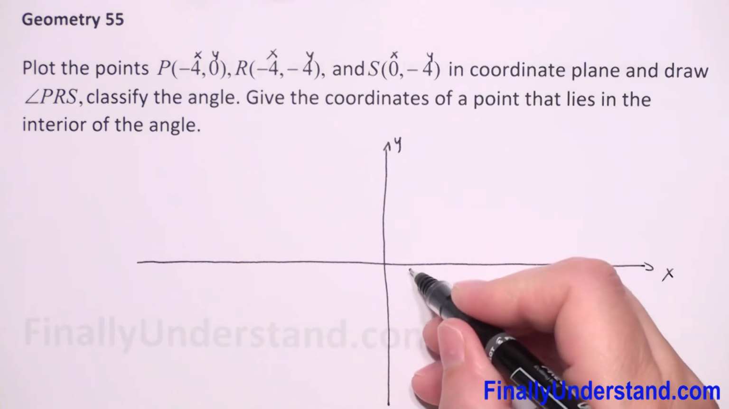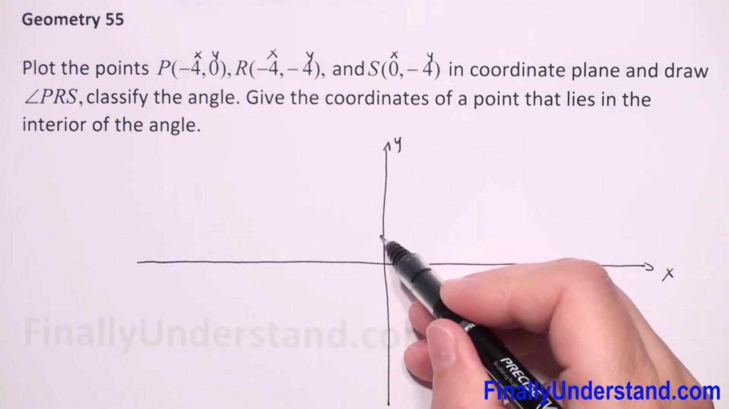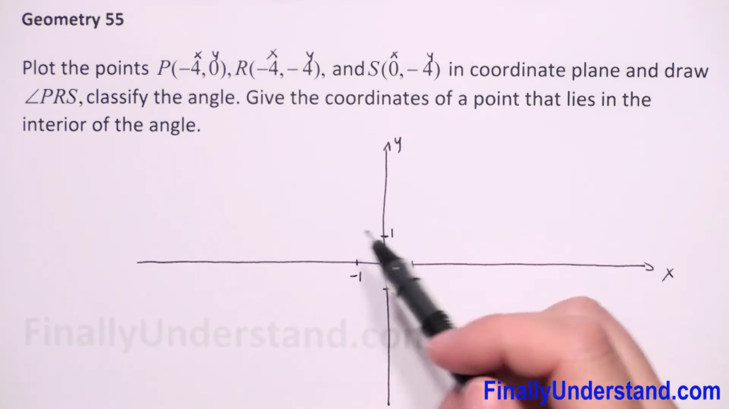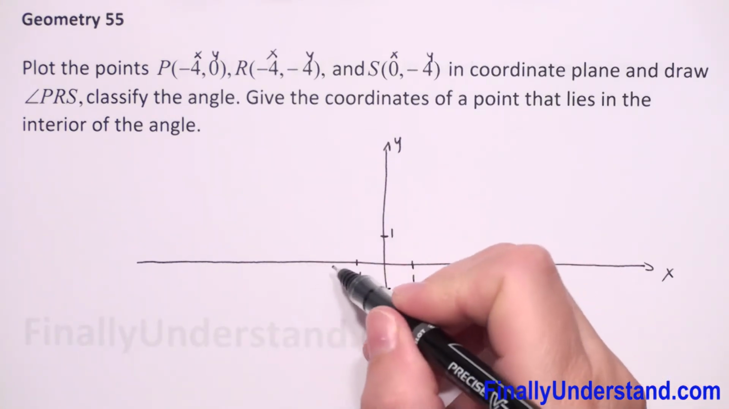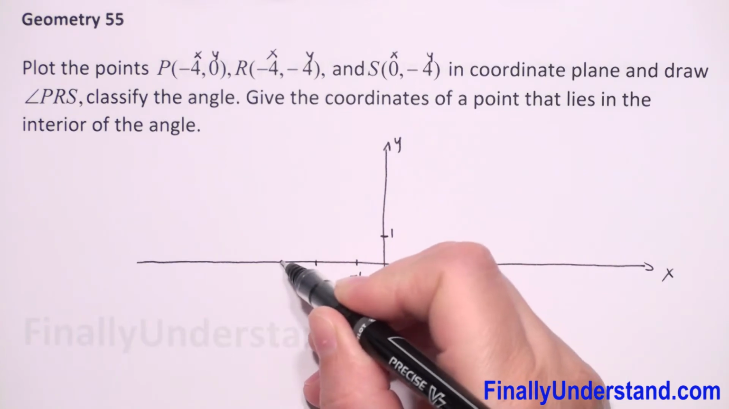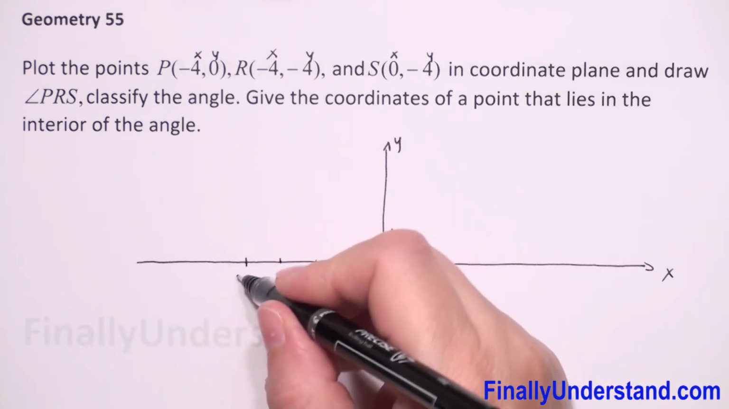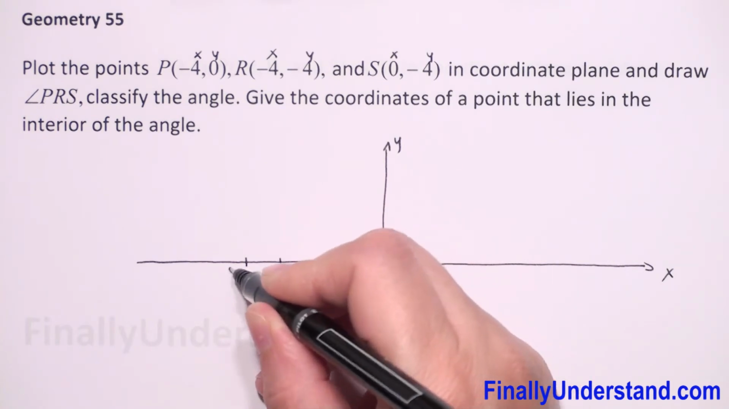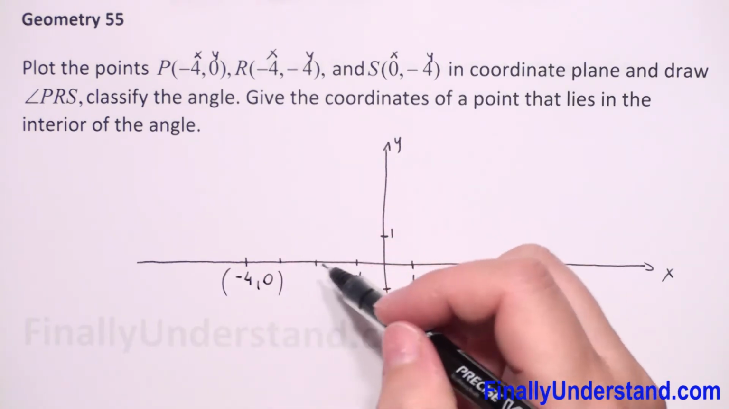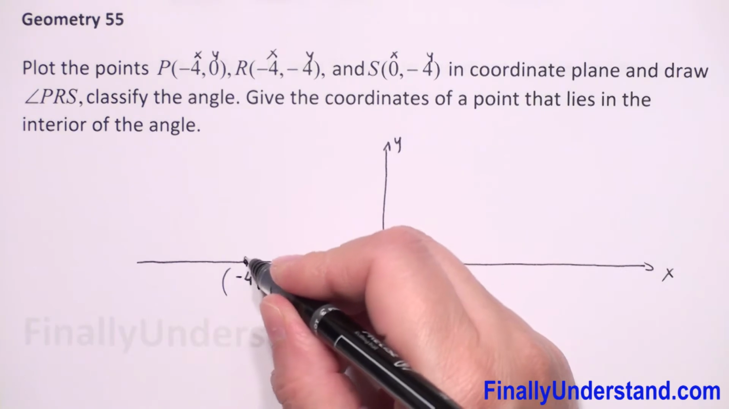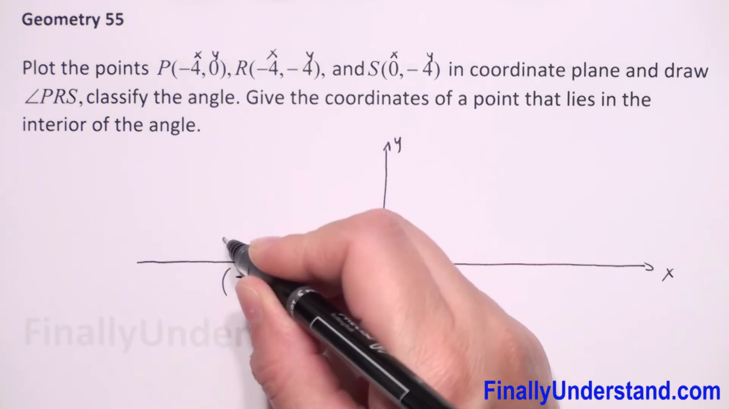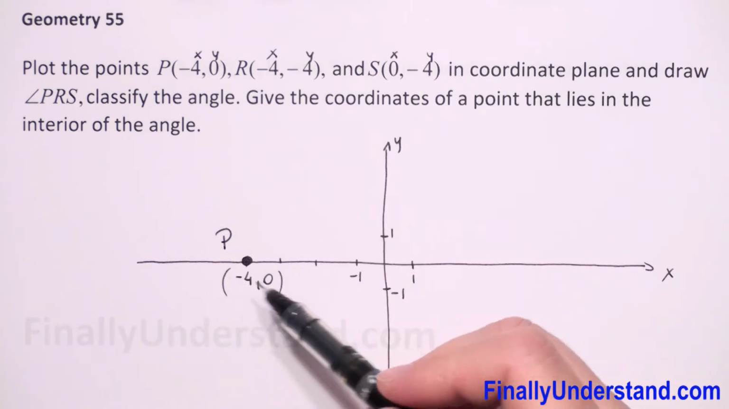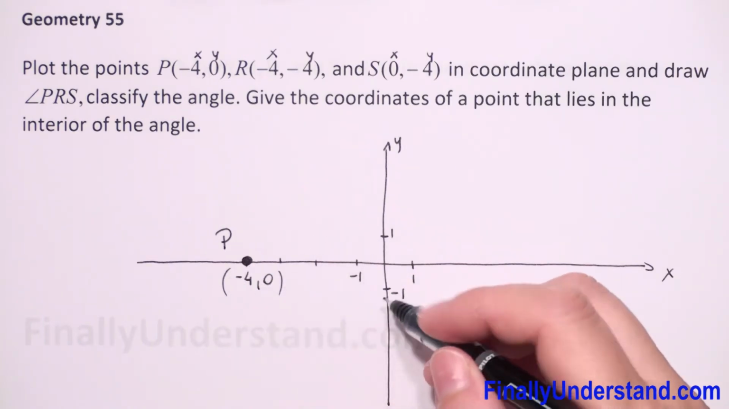First we need to find the unit. 1, 1, -1, -1. First point is -4, 0. So -1, 2, 3, 4. -4, 0. So this point is on the x-axis. This is our P.